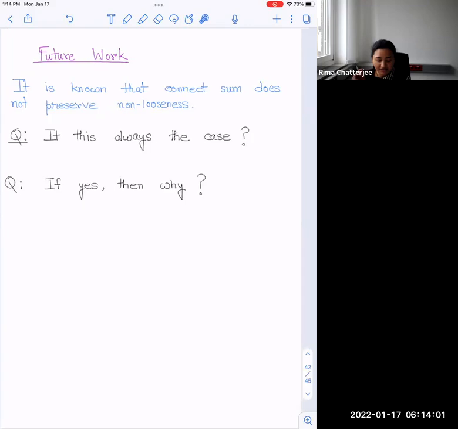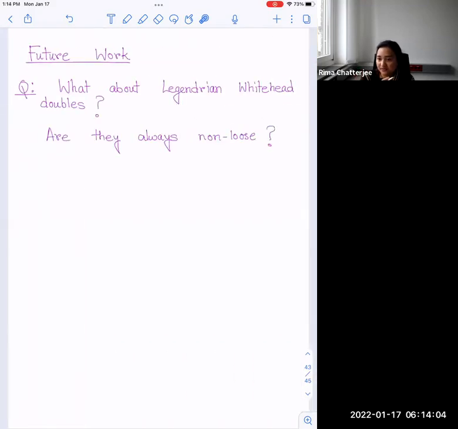The next question is about Legendrian Whitehead doubles. Of course, after the cabling operation, the next question is what about the Whitehead doubles? For tight manifolds, the classification of Legendrian Whitehead doubles again relies on the uniform thickness property, and we do not have the uniform thickness property here. So what can be an obstruction to non-looseness? We actually don't know. Maybe it is always non-loose, or maybe it can become loose under certain conditions, but we don't know.